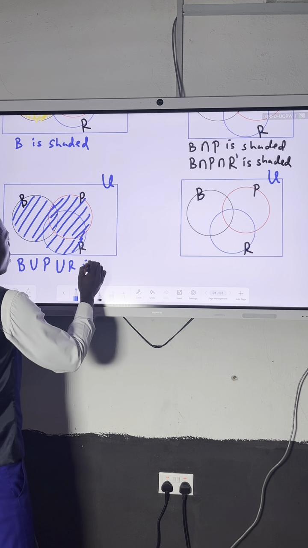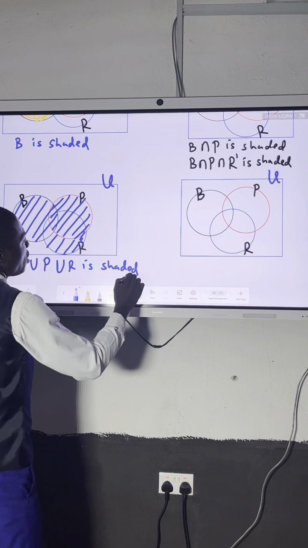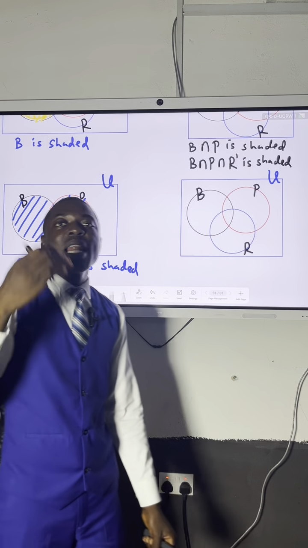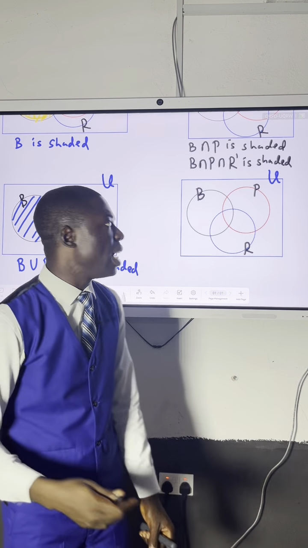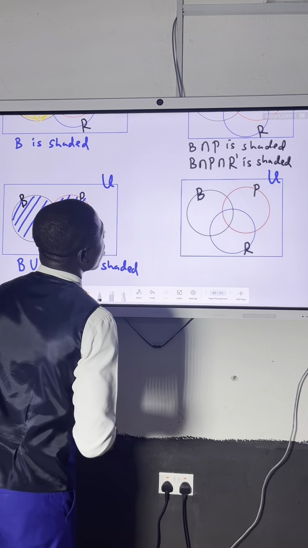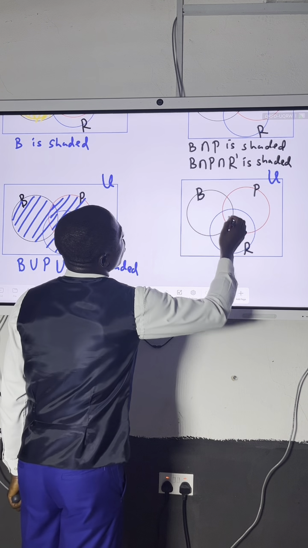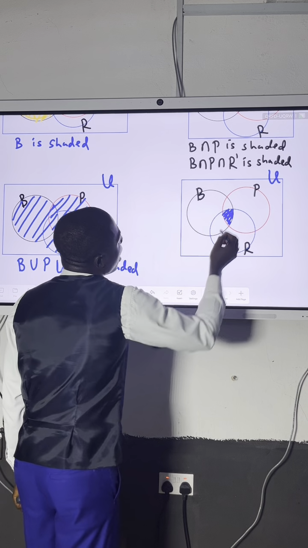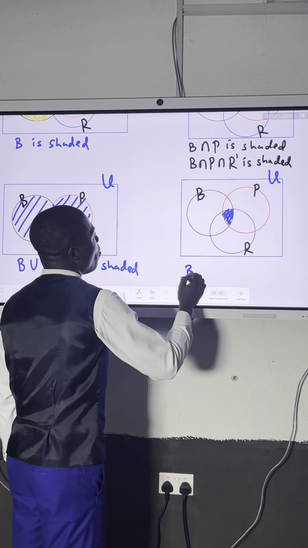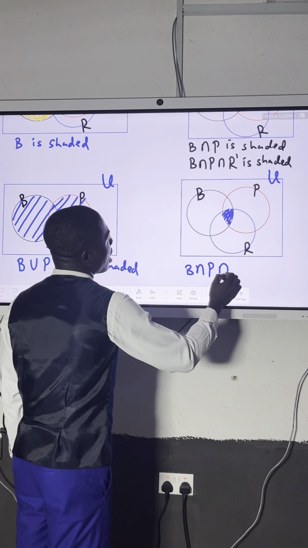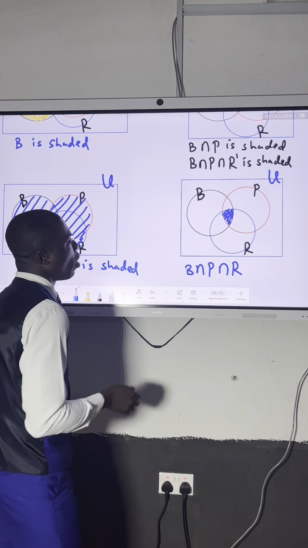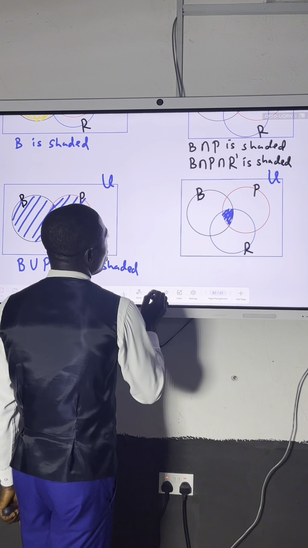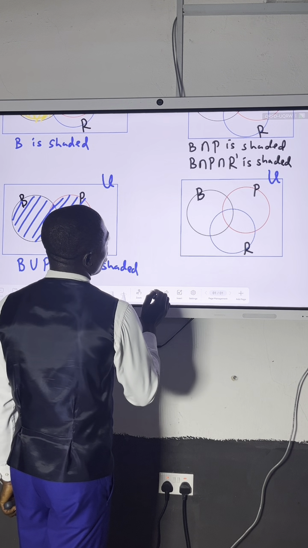So here B union P union R is shaded. That is the shaded portion. The whole of B and P and R, the entire region, is shaded. Before I answer the last one, if I shaded only this place, the answer would have been B intersection P intersection R. But this is not what we were told to shade. So remove it and answer the last part of the question.